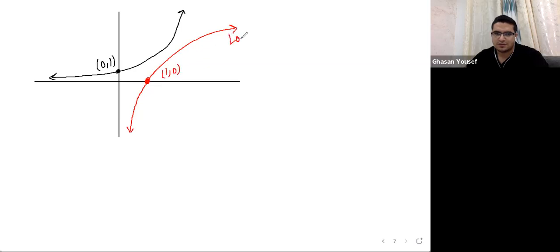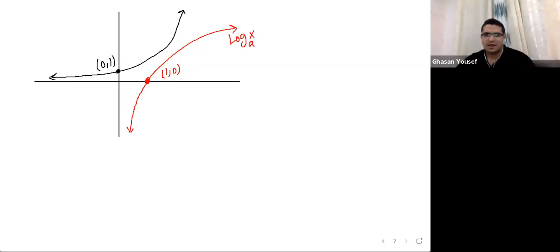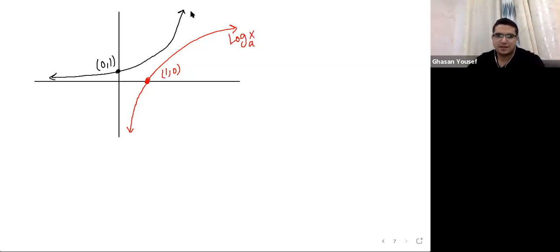So this is log x to the base a. And the black one is a to the x, a to the x. And here is the logarithm of x to the base a.